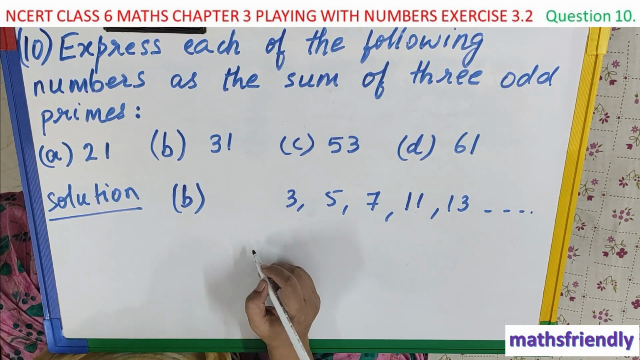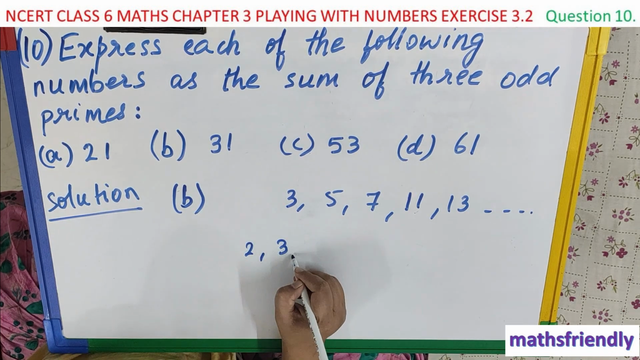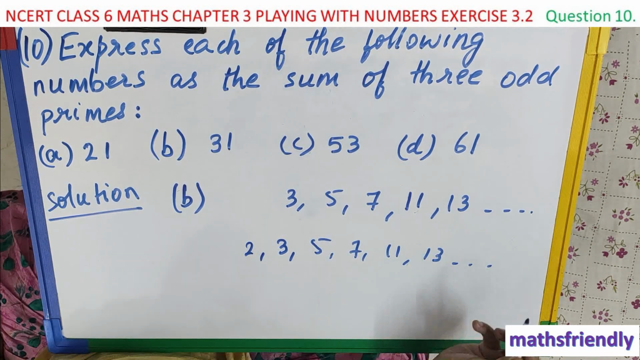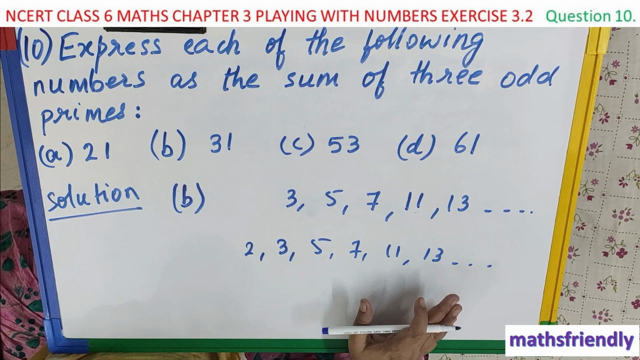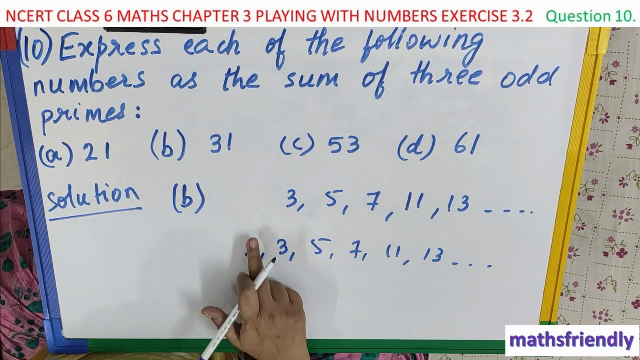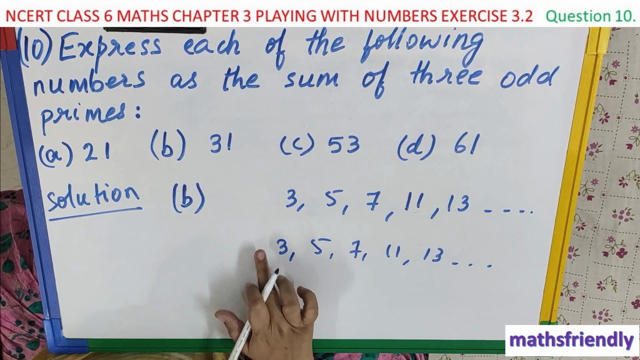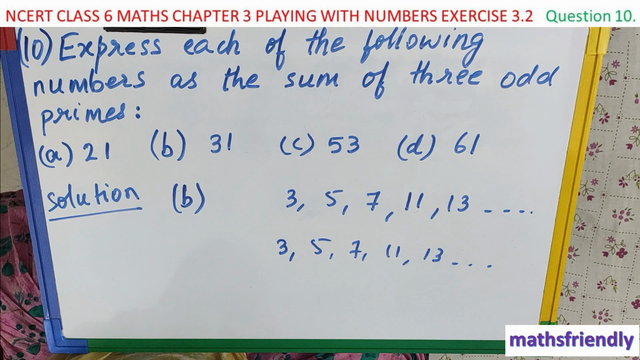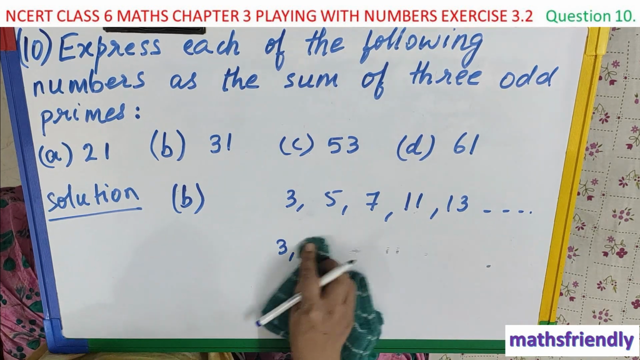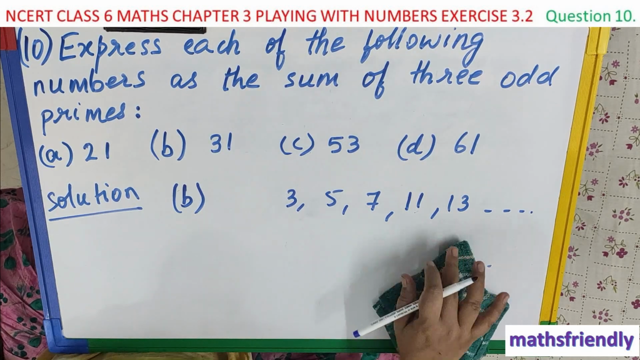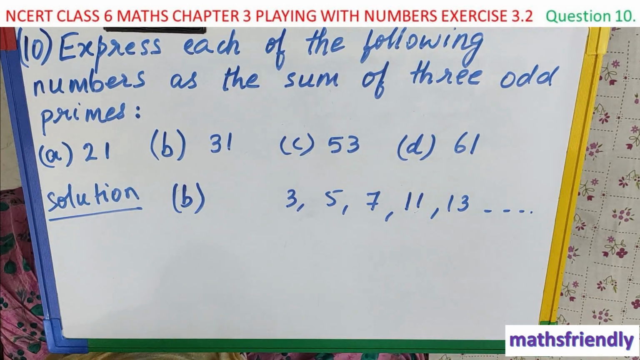So first we will write the prime numbers 2, 3, 5, 7, 11, 13, and we know that all the prime numbers are odd numbers except 2. So if we remove 2 from this list, we get the list of numbers which are odd prime numbers, right? So this list will work for all these questions, because this list is a list of odd prime numbers.